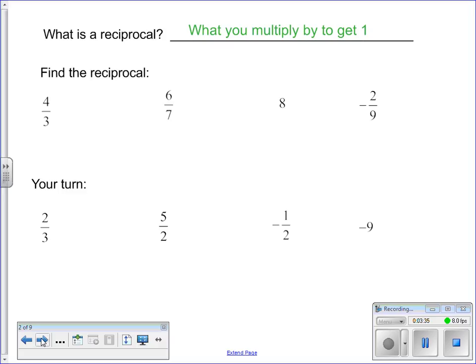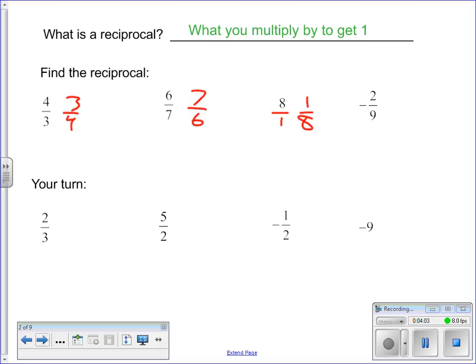Yeah, that was tough. Okay, so I want to find the reciprocal. It's not that hard. Like I said, invert the fraction is the easiest way to find the reciprocal. So the reciprocal of 4/3 is 3/4. The reciprocal of 6/7 is 7/6. What is the reciprocal of 8? 1 over 8. Because 8 as a fraction is 8 over 1, so it's 1 over 8.